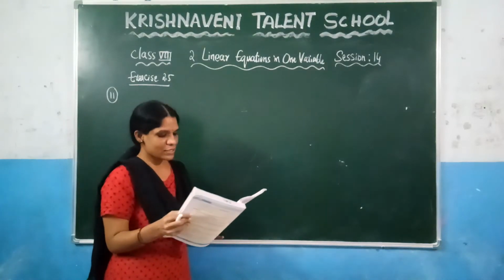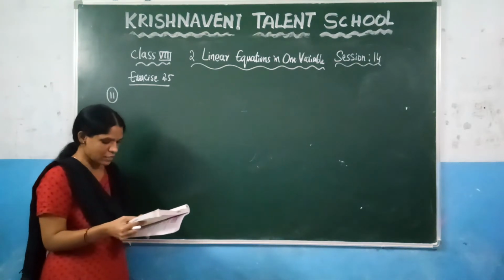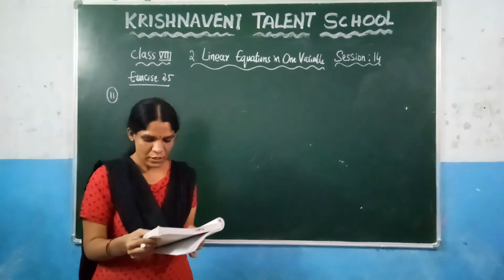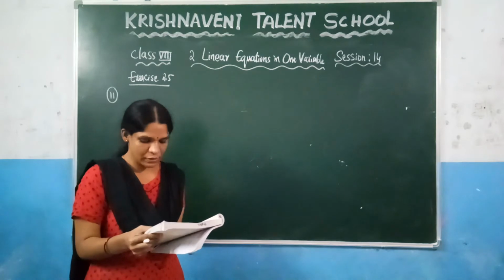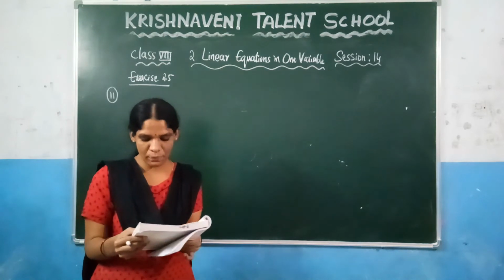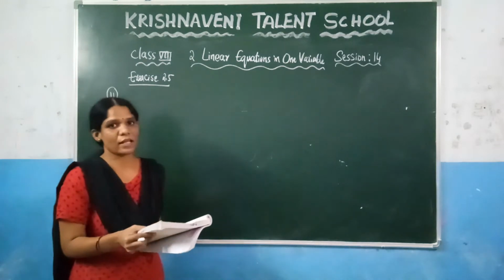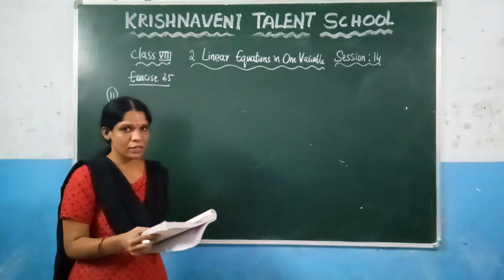Now we are going to discuss exercise 2.5, 11th question. Here what the question says: 1/4 of a herd of deer has gone to the forest, 1/3 of the total number is grazing in a field, and remaining 15 are drinking water on the bank of the river. Find the total number of deer.